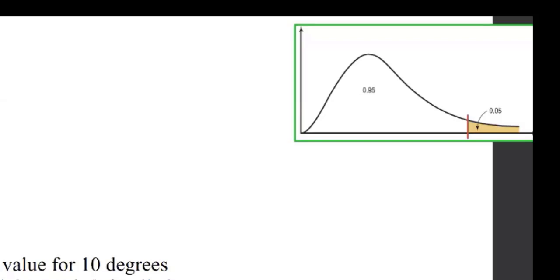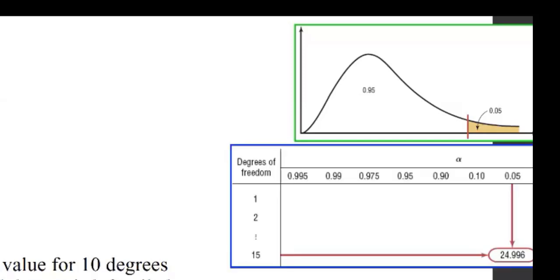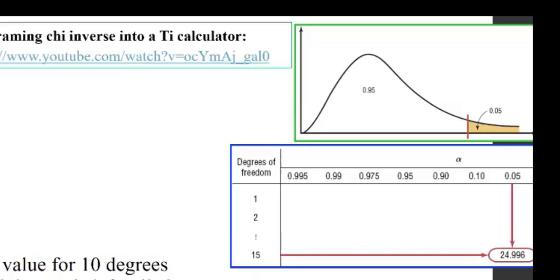All you have to do, go to the table. Degrees of freedom is 15, and area to the right is 0.05. Very straightforward. Here's the table. You have 15, you have the area of 0.05, because remember the area to the right is what we need to do the math, and chi-squared becomes 24.996.